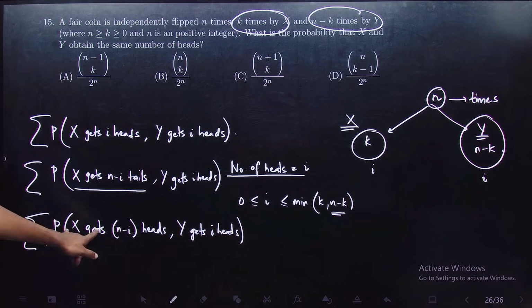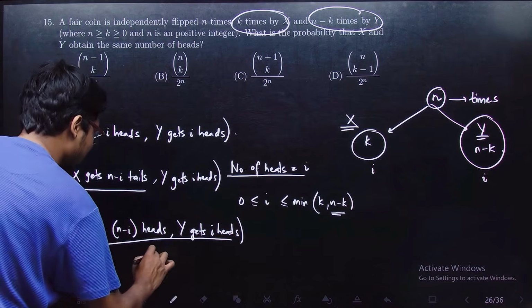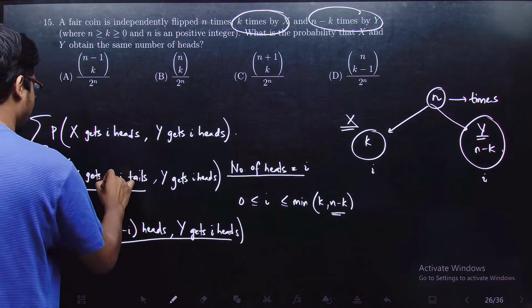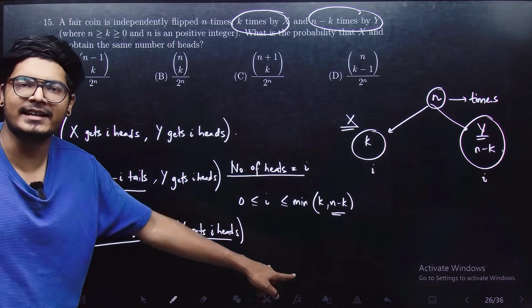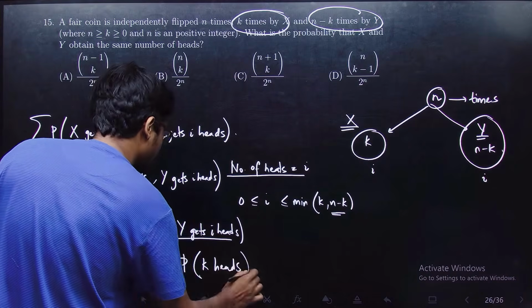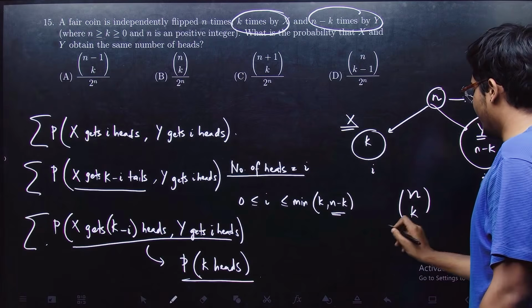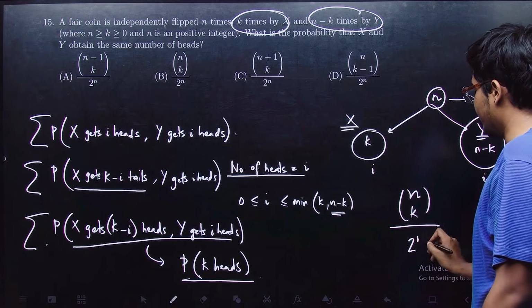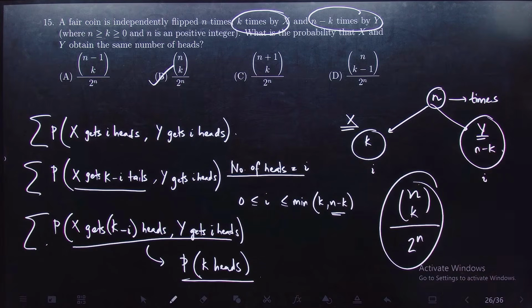Okay? And the probability that x gets k minus I heads and y gets I heads is the probability that you get, sorry, this is going to be k minus I, right? Yeah, my bad. This will be k minus I, this will be k minus I. So the probability that x gets k minus I heads and y gets I heads is the probability that you get k heads, right? Yes or no? And the probability you get k heads is what? Out of n, k divided by 2 to the power n, right? So that is your required probability. So that's n choose k divided by 2 to the power n. That's it. You don't even have to calculate anything. Just use the idea of probability and the concept of a fair coin, okay? That's all you need to do in this question.